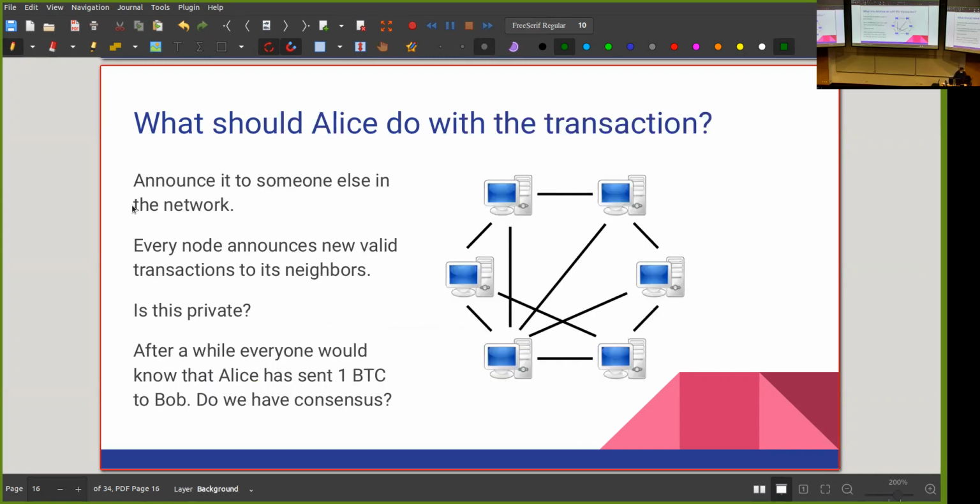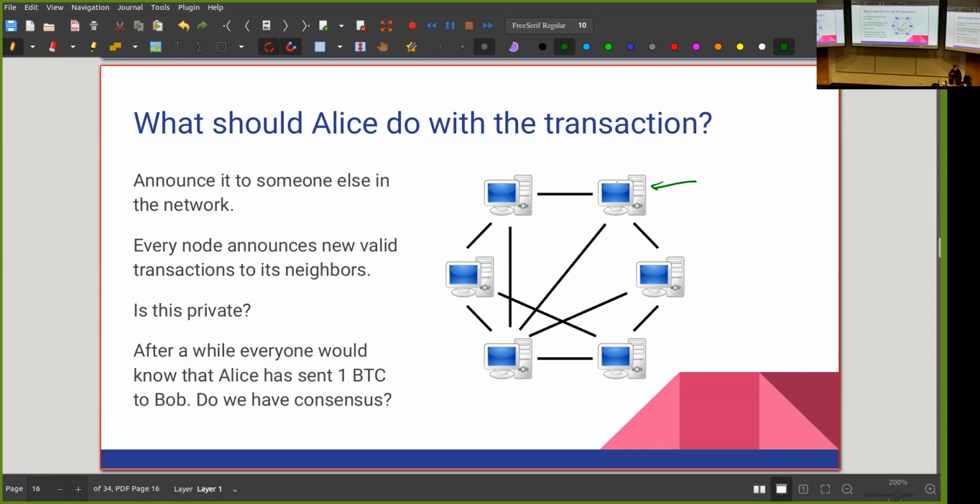Well, the answer is quite simple. Just tell it to someone else in the network. So let's say that Alice tells the transaction to this computer in the network. Now, what does the protocol say you should do when you're a member of this network and you hear a transaction? Well, you have to first verify that the transaction is a valid transaction, in the sense that you have to verify that Alice had the money that she wanted to spend, and you have to verify the signature, making sure that this is not a fake transaction, and so on.